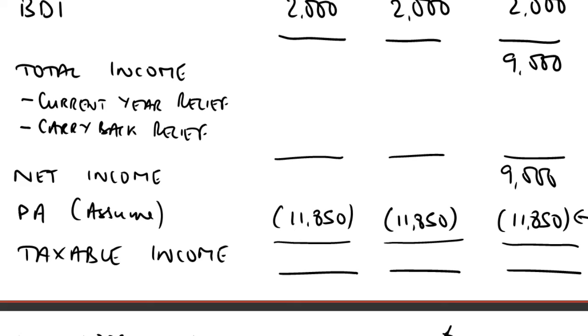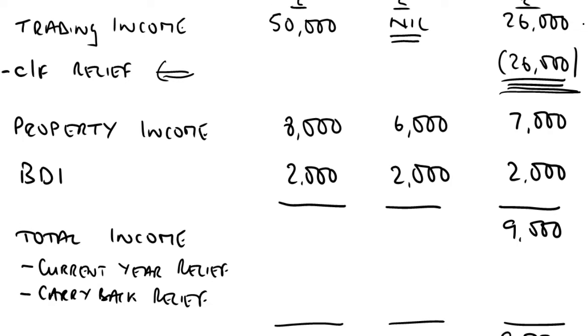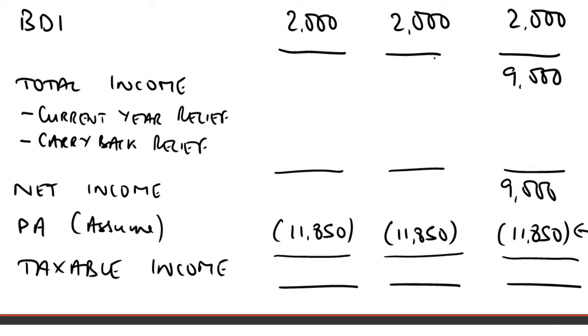So some of the loss that I have used is taking out profit income that would not have been taxed anyway, because it would have been covered by that extra personal allowance. Of the 11,850, there's only £9,000 of income remaining against which to offset it. The loss that would be used, of course, had we left the profit in, 26,000 plus 9, that would be 35,000, less your personal allowance of 11,850.